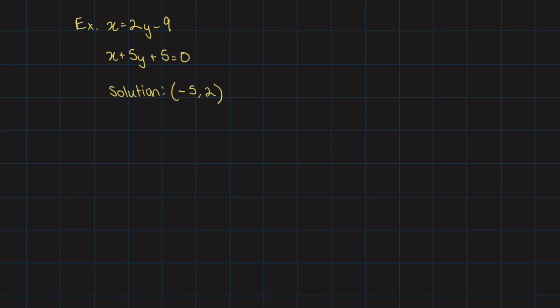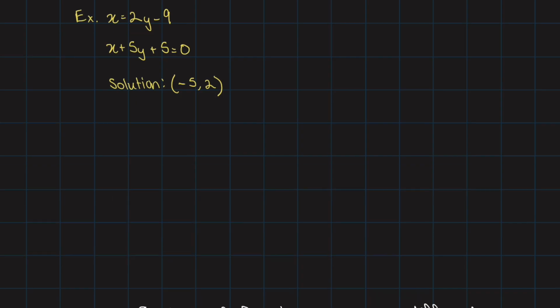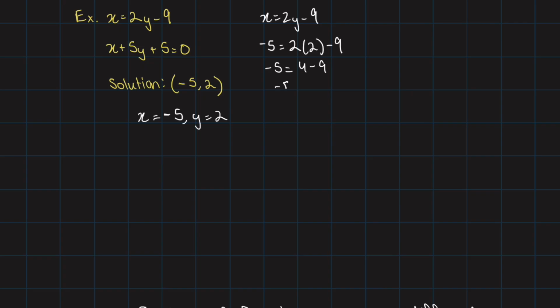Okay, so now we have x equals 2y minus 9, and we have x plus 5y plus 5 equals 0. This is telling us the solution should be when x is negative 5 and y is 2. So again, we just plug in those values. X equals 2y minus 9. We have to plug in negative 5 for x and 2 for y. Negative 5 equals 2 times 2 is 4 minus 9. And that is correct. Negative 5, because 4 minus 9 is negative 5. So these two things do equal each other, so that's correct.